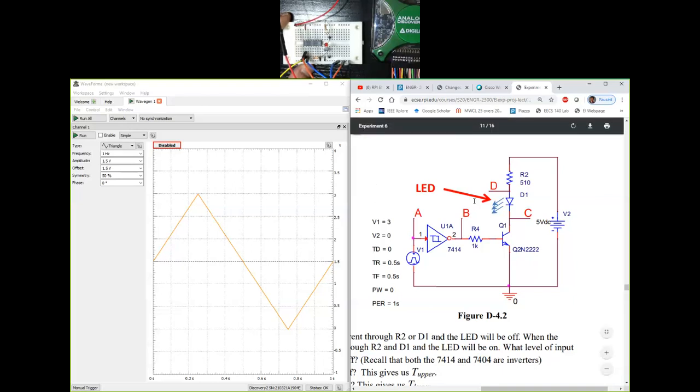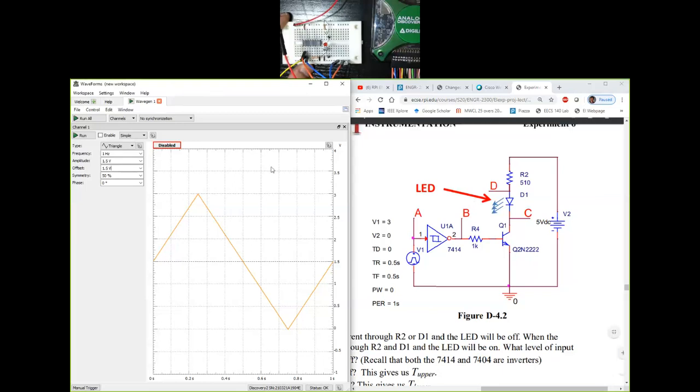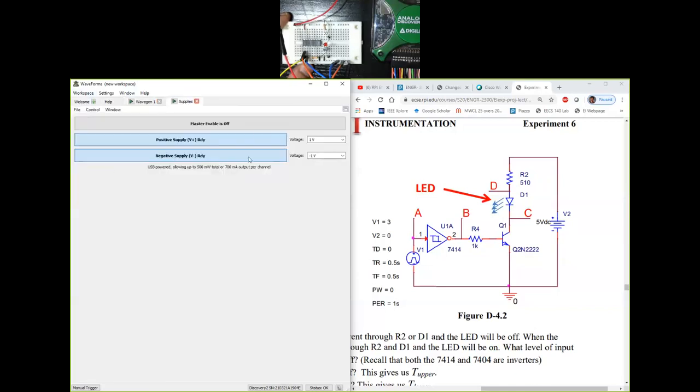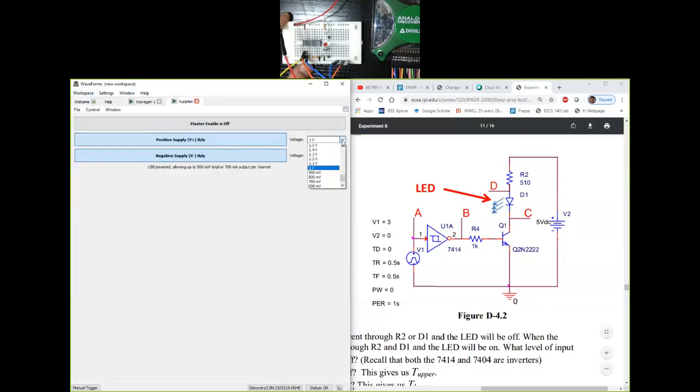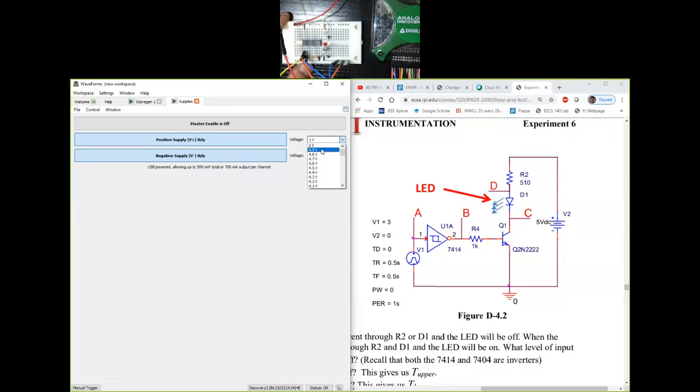Okay, so now that I have all the connections, let's go back to the waveforms window, bring up supplies because I need plus 5 volts. So let's set this to plus 5 and turn it on. I actually don't need the negative supply, so I can turn it off. Just need the red one. And I hope you guys see that the LED is right now on. It's not blinking, but it is on.